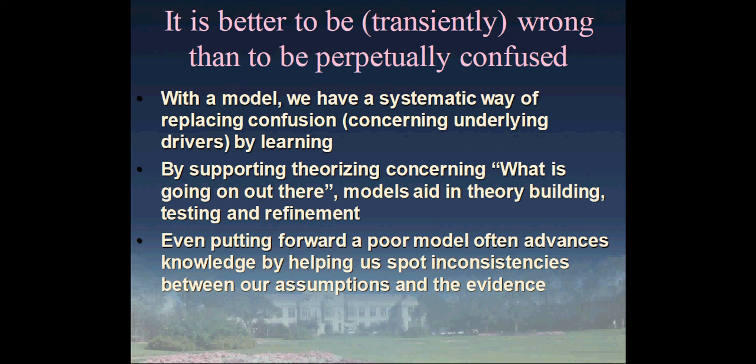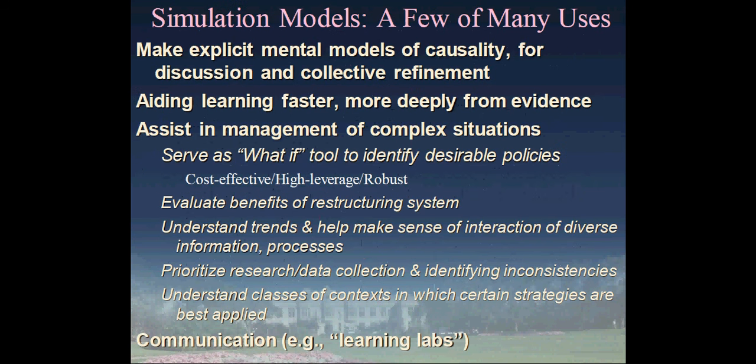Let me emphasize those things again. Theory building, helping to formulate theory, it's an important use of models. Those models tend to be different models that are used in, for example, understanding, explicating the implications of a theory for which interventions are best. It's often at different stages of our thinking. But they can also be used in testing theory and refinement of theory. The observation here is even putting forward a poor model often advances our knowledge by allowing us to spot these inconsistencies between our assumptions and the evidence.